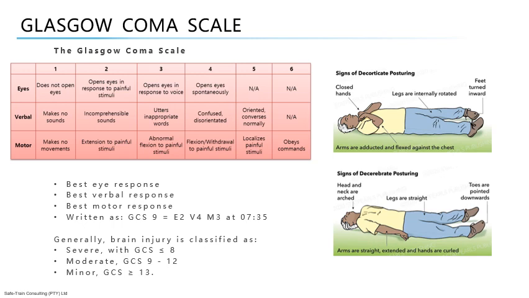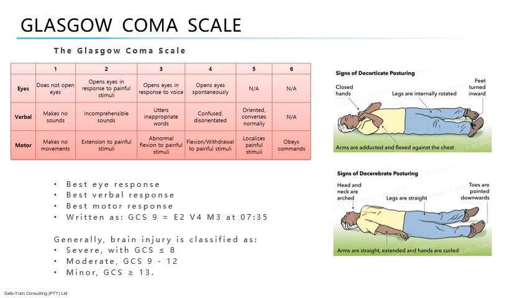Once you have assessed eye opening, verbal response and motor, you add the scores together to calculate the patient's GCS. The GCS should be documented showing the score for each individual behavior tested. Individual elements as well as the sum of the score are important. Hence, the score is expressed in the form GCS 9 equals E2V4M3 at 7:35.